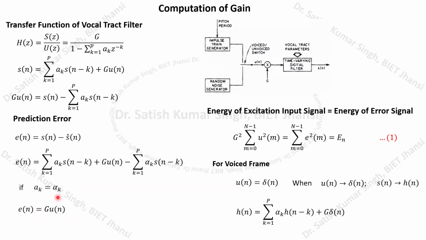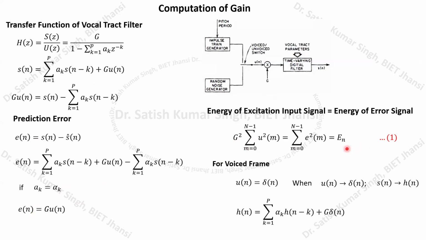Normally, to get the value of the gain parameter G, we do not directly compare this equation. Instead, we calculate the energy of the excitation input signal and compare it with the energy of the error signal. So we can make this comparison. We calculate the energy of the excitation input, which is G into u(n), and then it should be equated to the energy of our error signal e(n).